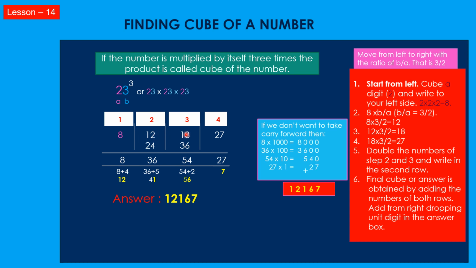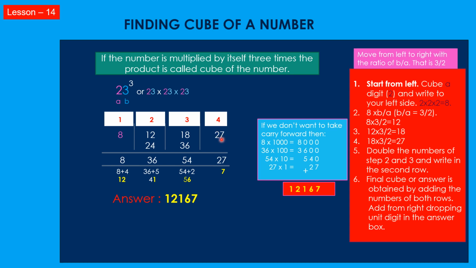Third step, you do 12 times B by A. B is 3, 3 by 2. So 12 times 3 by 2 is 18. So write 18 at step 3. Step 4, you do 18 times B by A. 18 times 3 by 2, you get 27. So write 27 at step 4.